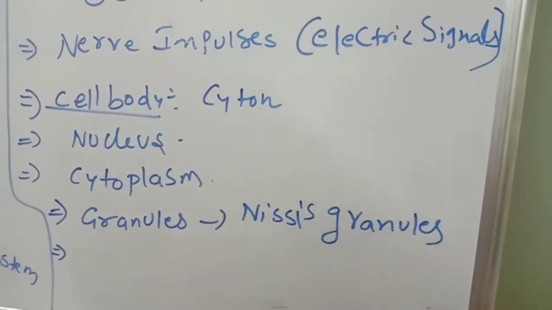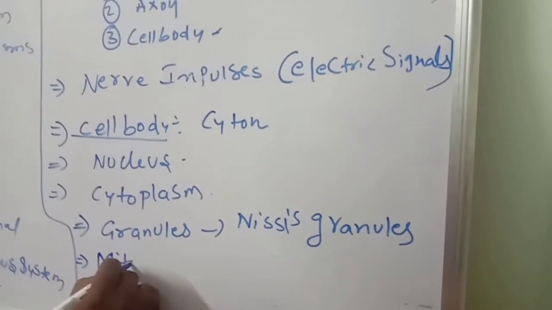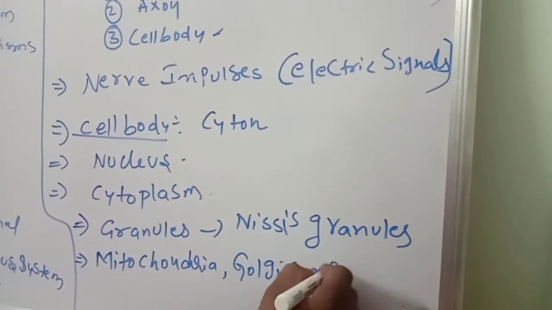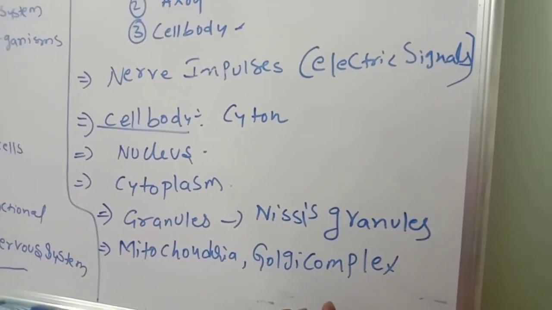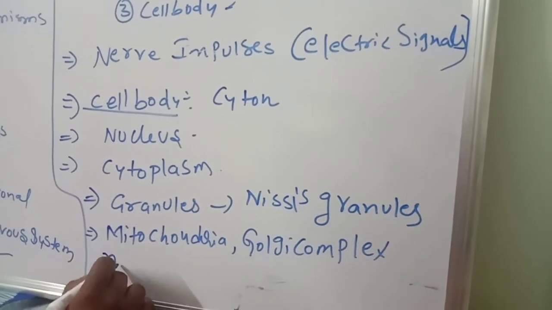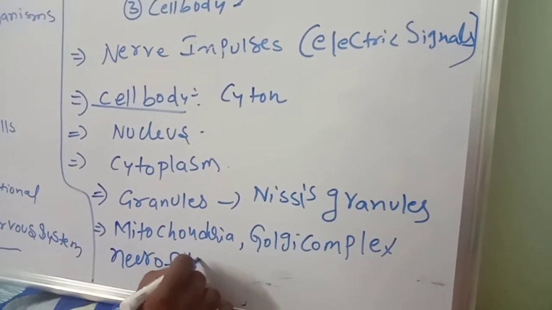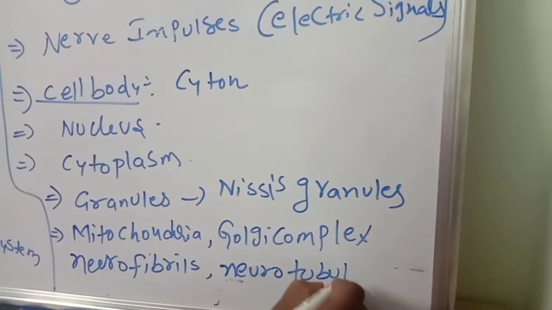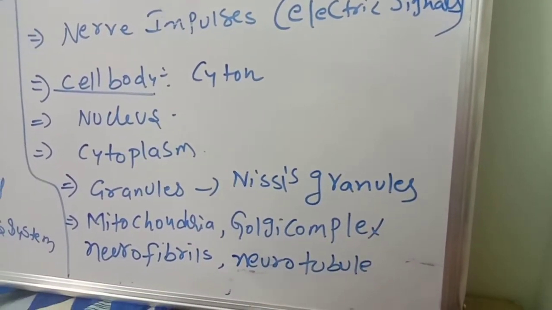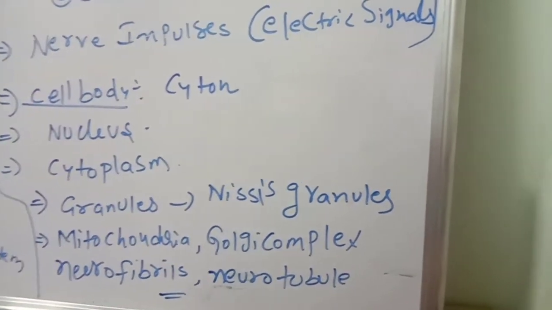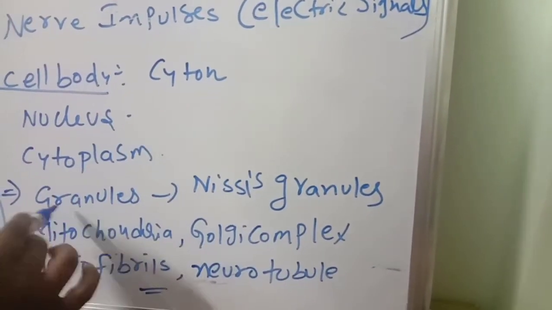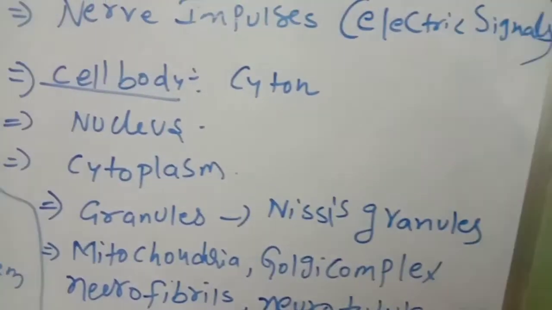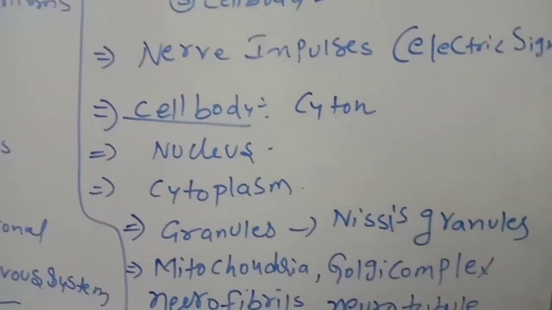Next, Nissl granules are there, and mitochondria, Golgi complex. You know all these cell organelles: mitochondria, Golgi complex, and neurofibrils, neurotubules. Like this, different structures are there in the cell body. There are the cell organelles, and the remaining also like that only. These are present in the cell body.